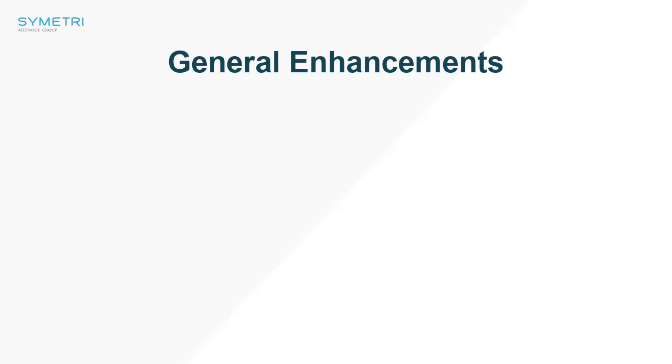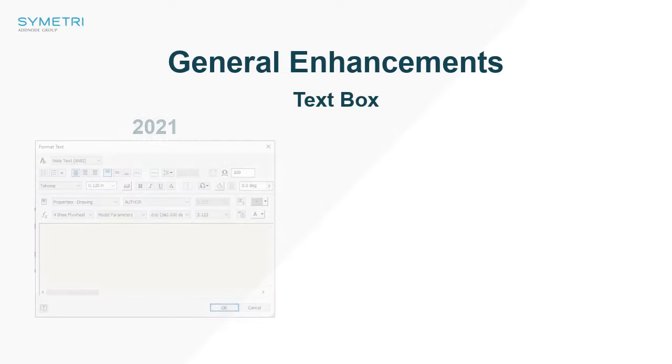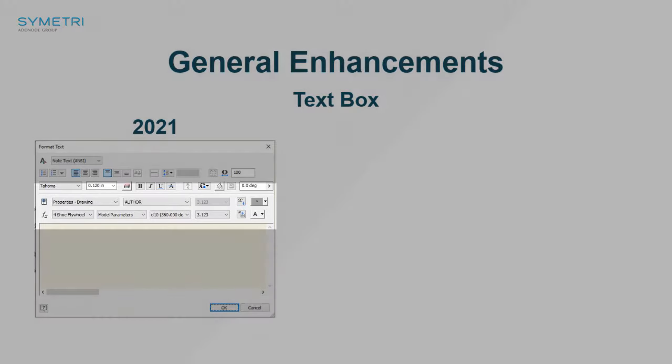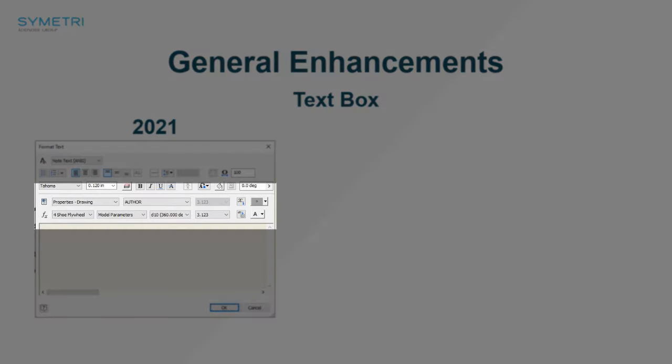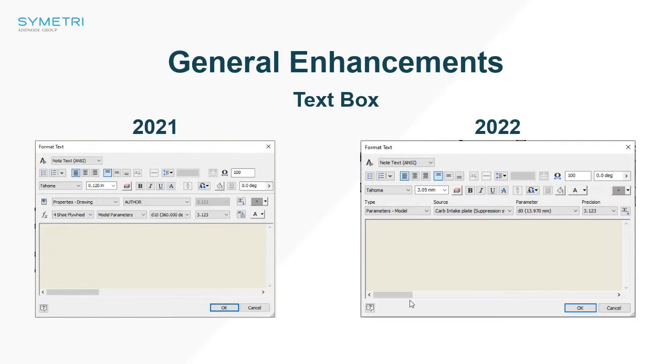To finish off the updates, some general enhancements have been added, including reconfiguring the text box property panel. In the previous version, there were separate options for properties and parameters. These have now been merged together, and you can also choose a source to select which model state or which base view on the drawing you want to pull this from.